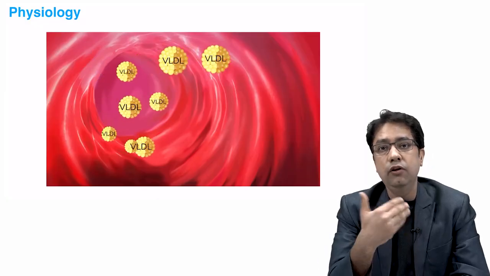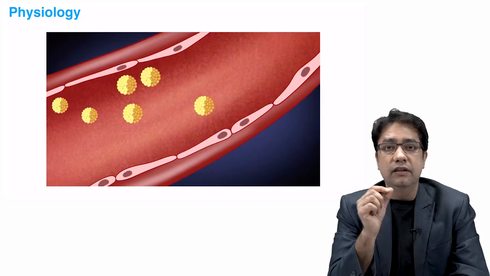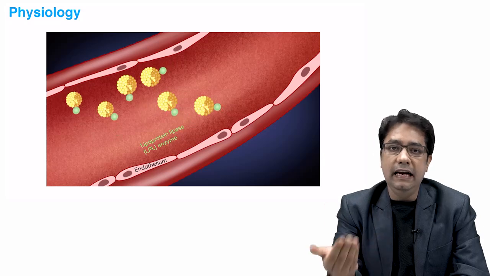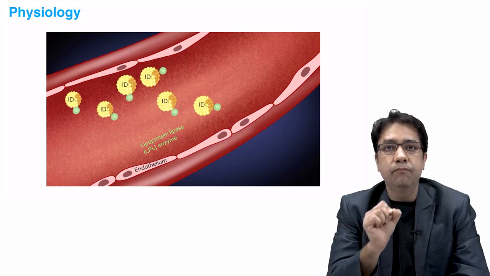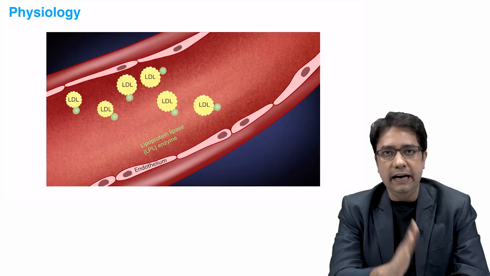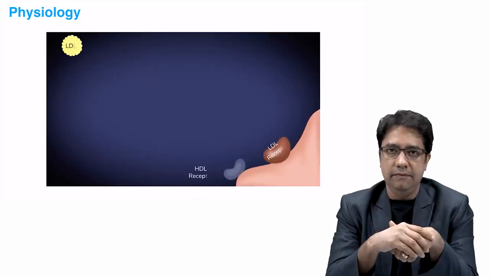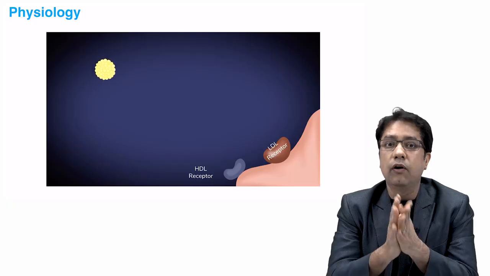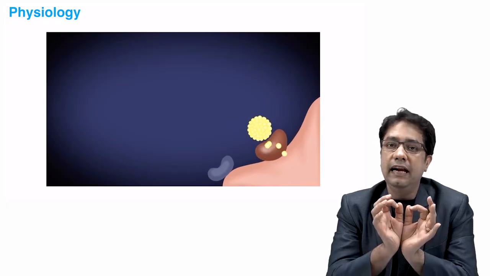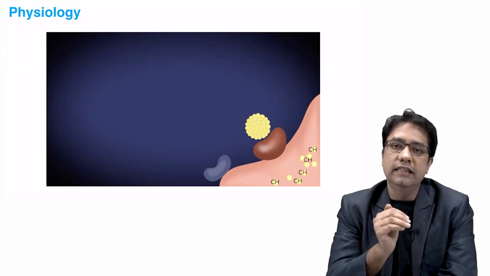Now, the liver will secrete VLDL, very low density lipoprotein, into the blood. This VLDL will be converted into IDL and LDL with the help of lipoprotein lipase enzyme, because lipoprotein lipase removes triglyceride. Now, if our body cells require cholesterol, they contain LDL receptors, and LDL receptors donate cholesterol to the body cells.